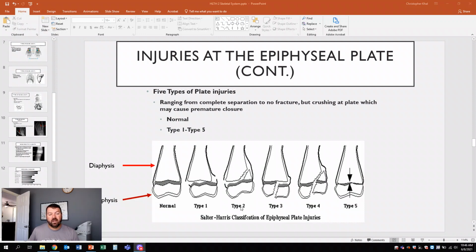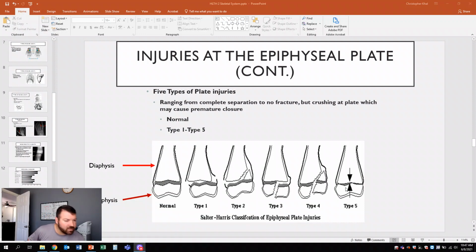Okay, type 2 Salter-Harris is the same thing plus a little bit of a fracture of the distal diaphysis. Okay, type 3 is part of the epiphysis fractured along with the growth plate. Type 4 is all the way through that diaphysis and epiphysis. And type 5, they also term that a crush injury. Okay, you crush your epiphyseal plate.